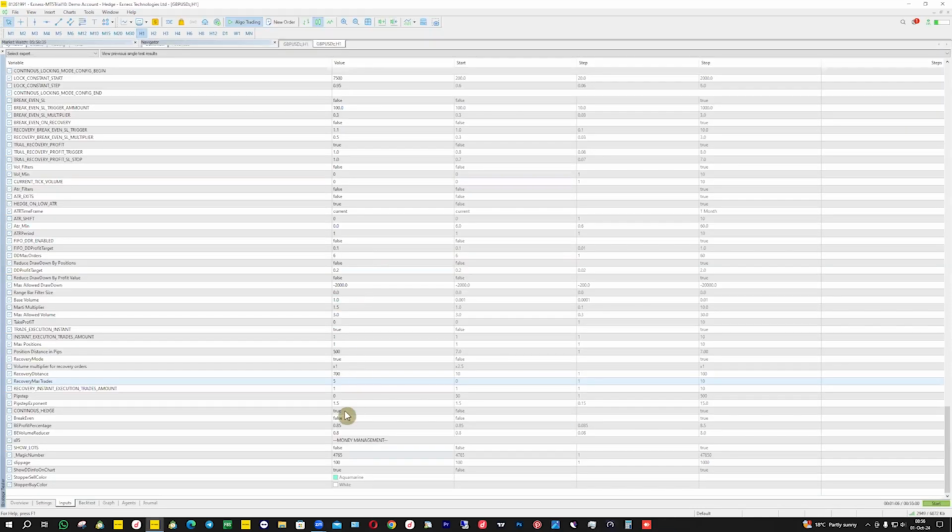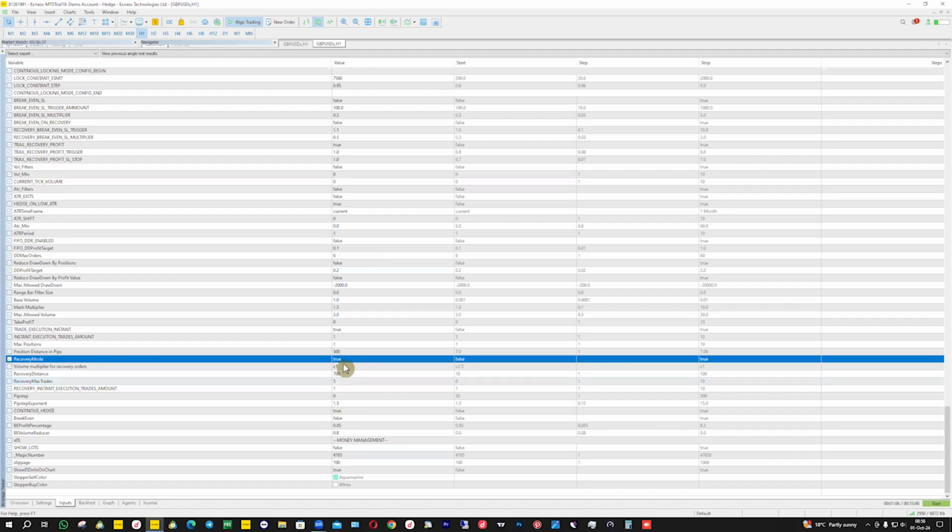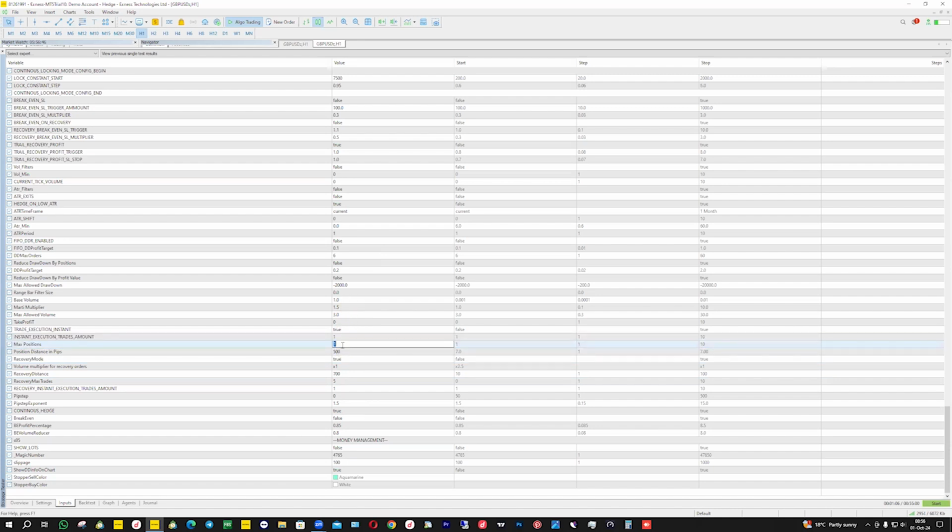So now, let us check adding position when the market is going against you and when the market is going on our side. So again, we will go back to this position here and add another 5 positions here.